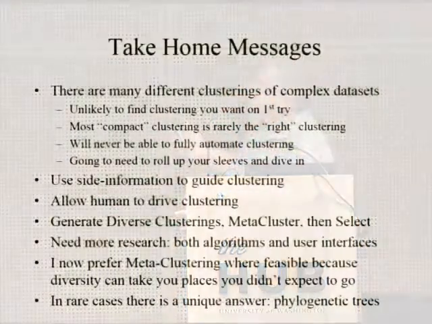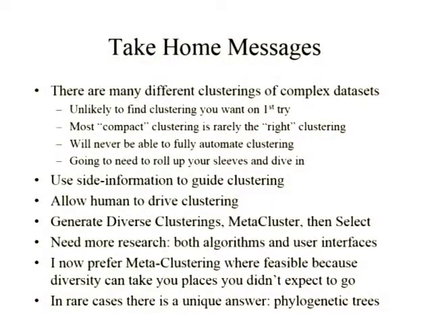Okay, so that's it. Take-home message: there are lots of ways to cluster any complex data set. One way or another, you're going to have to use side information. You're going to have to put the human in the loop. Maybe you're going to do this by generating diverse clusterings, then organizing those clusterings and selecting. I personally prefer this method now, and the reason is that if you're driving, you tend to end up where you expect to go, whereas if you do the diverse clustering, you still have the chance of being surprised with things that you hadn't expected to see.